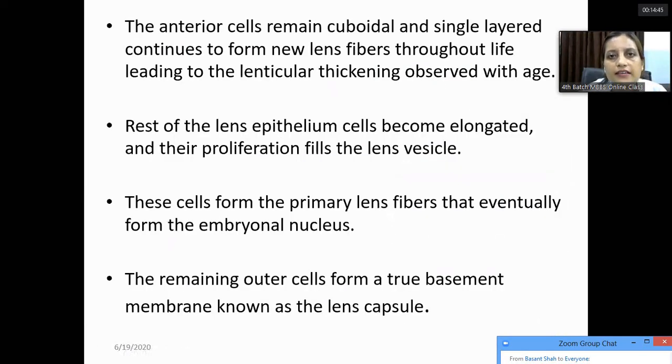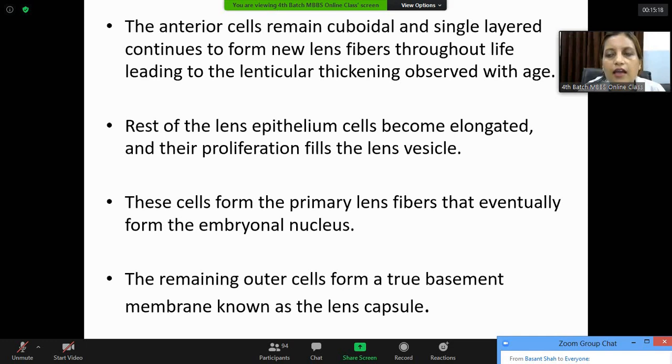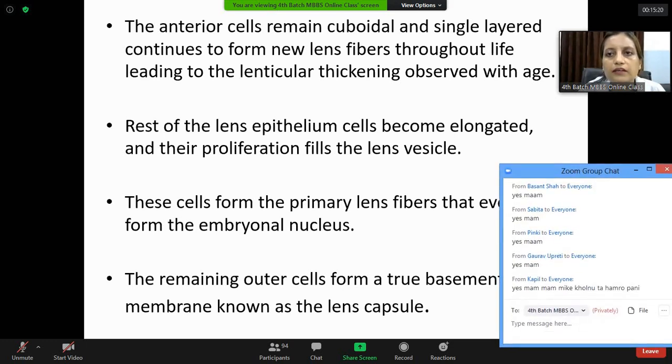The anterior cells remain cuboidal and single layer, and continue to form new lens fibers throughout life, leading to the lenticular thickening observed with age. The lens is the only structure in the eye which does not exfoliate its older lens fibers to the outside environment. All the lens fibers are put inside, whereas there is continuous growth of newer lens fibers, and gradually the lens becomes thickened with age.